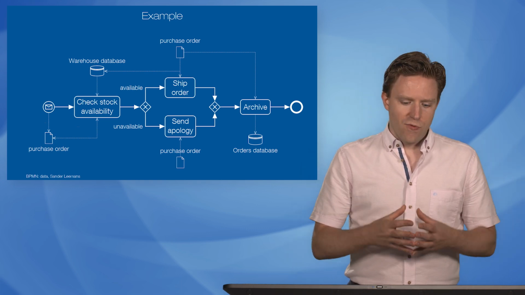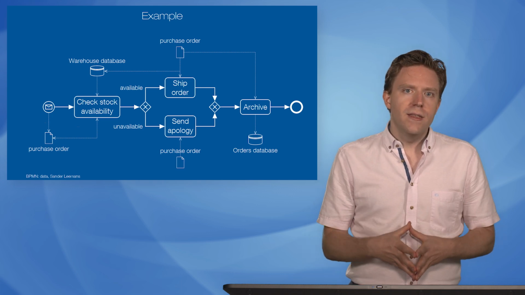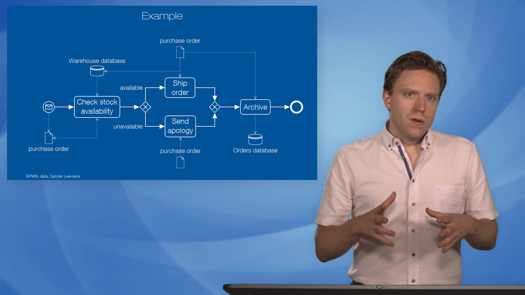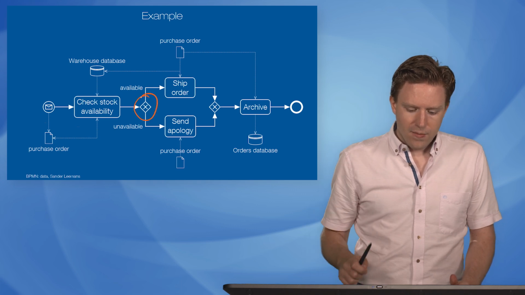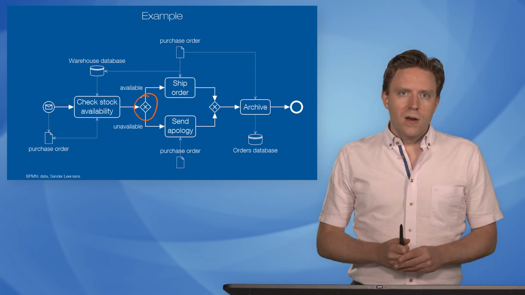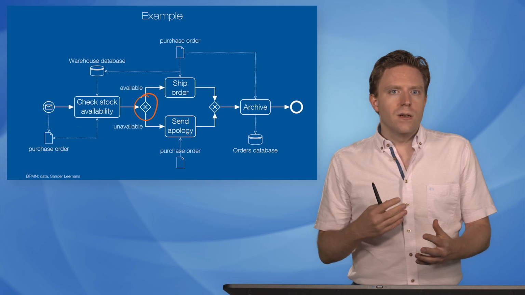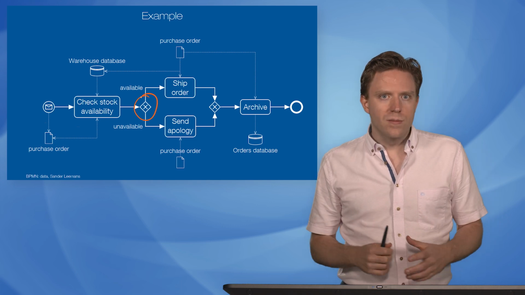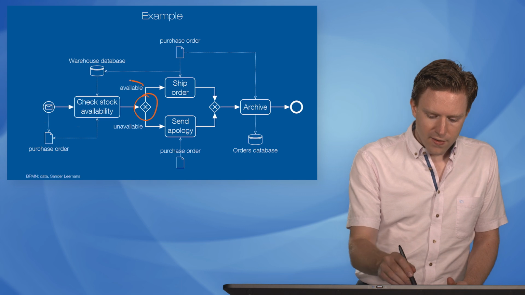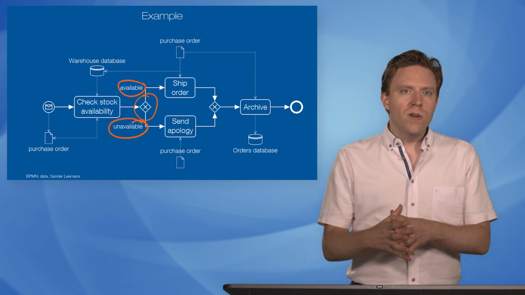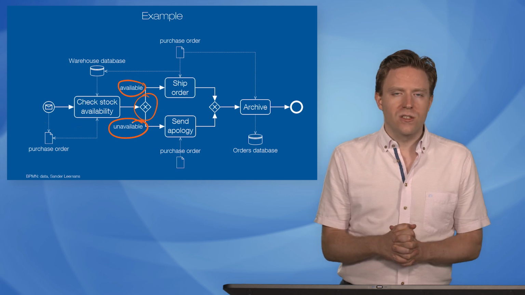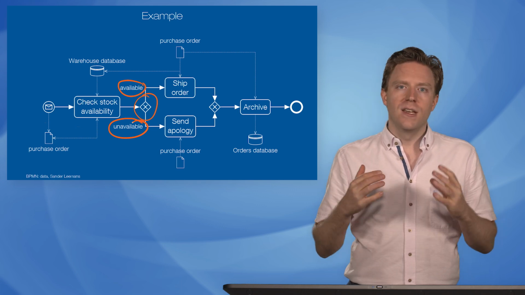Then we use this hidden data. So in the next step, in the gateway, the XOR split gateway, we need to know whether the items are available or not. For that, we use the conditions, and these implicitly refer to the outcome of check stock availability. So this is hidden data.